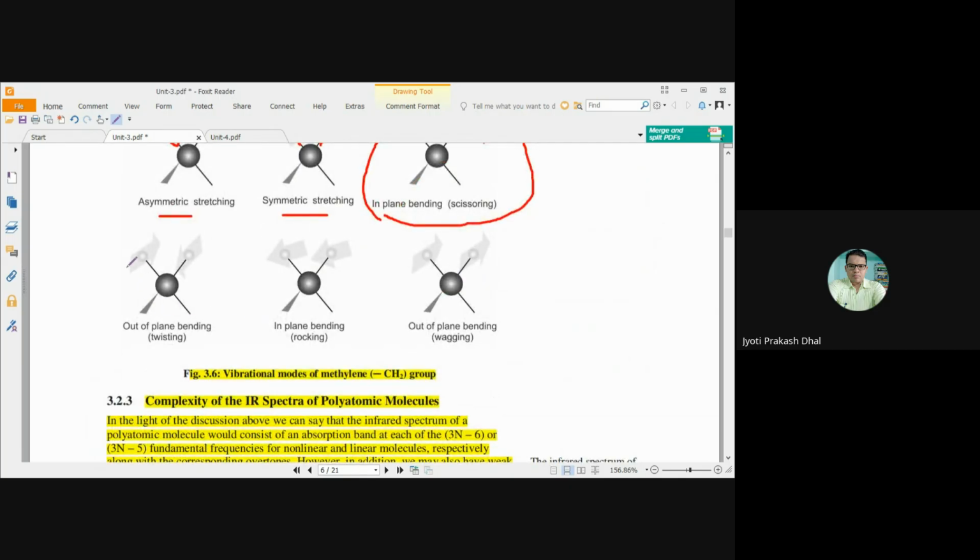Now for twisting, one will bend below the plane and another will bend above the plane. Now for rocking, the two hydrogen atoms will bend in a single direction. For wagging, the two hydrogen atoms will bend out of the plane, but in a single direction. So that is called wagging. But for twisting, they will bend out of the plane, but one will bend below the plane and another will bend above the plane. So these are the four possible bending vibrations for non-linear molecules.